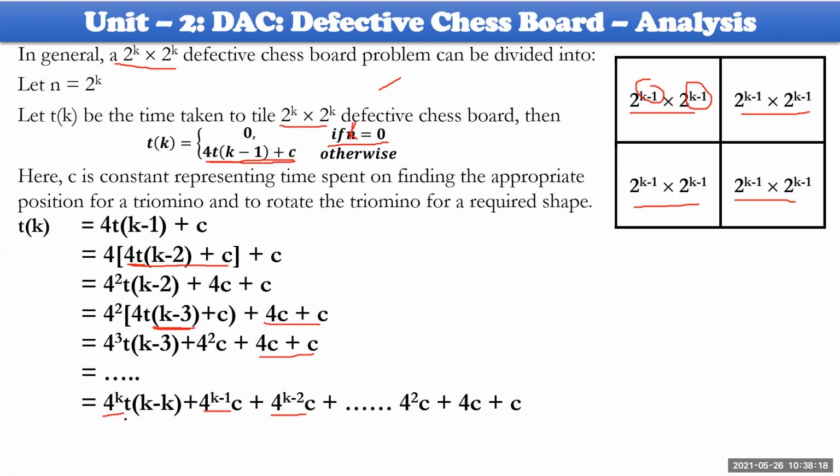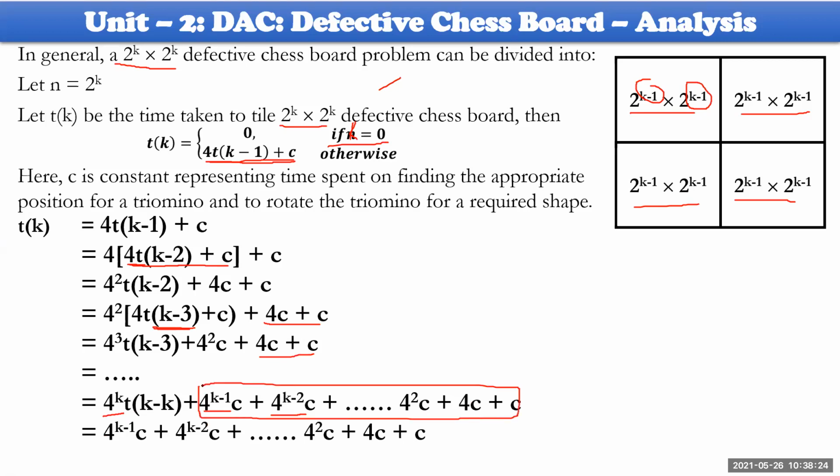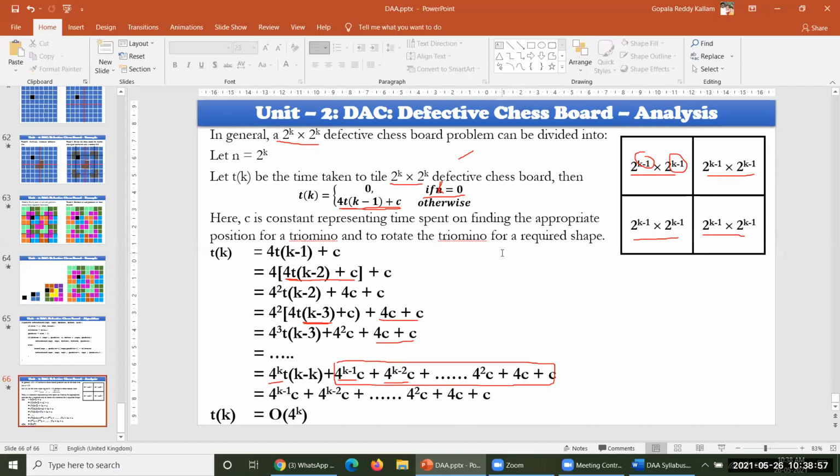So 0 into anything will be 0, so this particular value will be taken into consideration, and this could be written as 4 power k. So this is the evaluation. The defective chessboard problem will be big O of 4 power k. 4 power k means the number of triominoes you have placed into the chessboard. That is the answer. In this way, you can complete the defective chessboard problem.